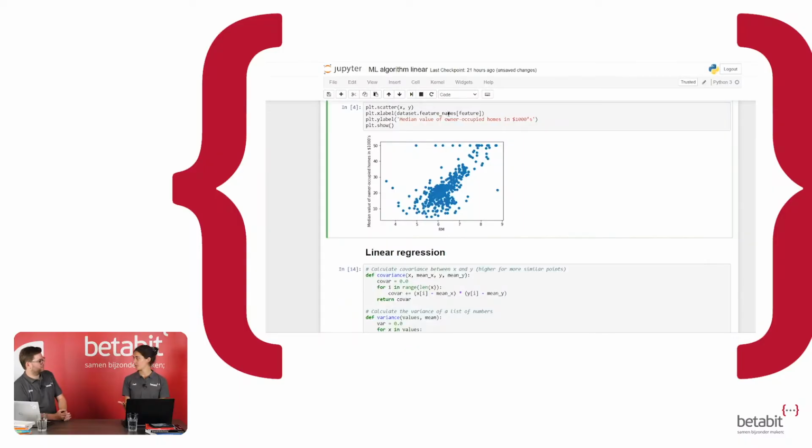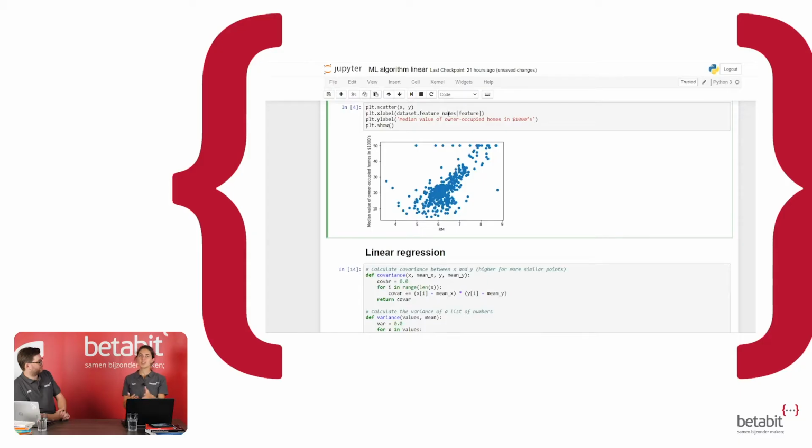And here you can see that if we plot these values against each other, the average amount of rooms and the median value of the price, then we can see that it looks like it might be linear. Which is good. Because we want that. Yes. And you can see a couple of outliers, but it looks linear enough to give linear regression a try.